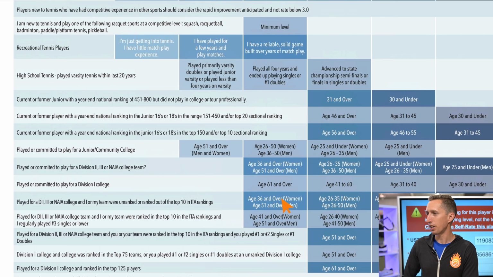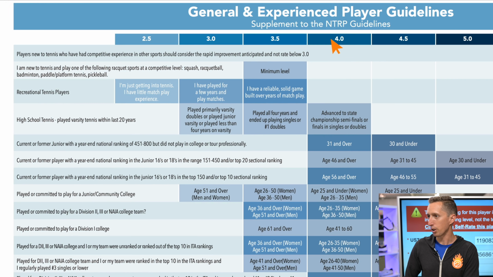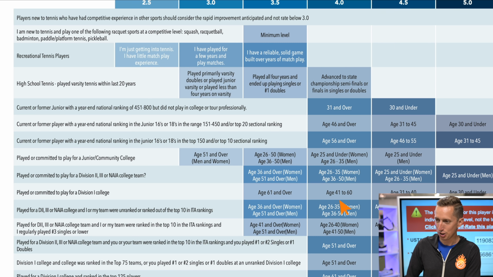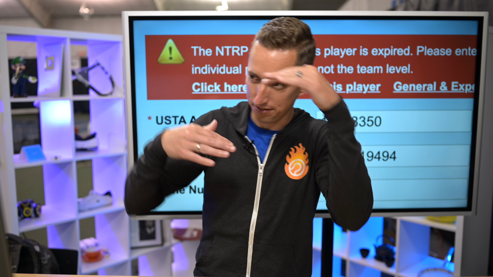And then if you look over here, here's the NTRP equivalent, 4.0, 4.5, 5.0. And depending on your age and what level, you've got to follow the matrix here and find where you fit in.